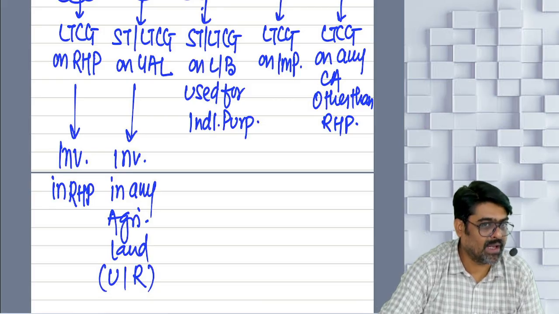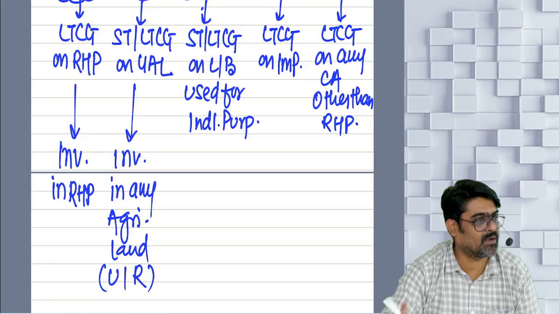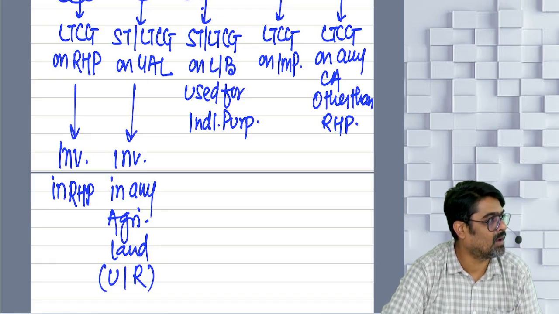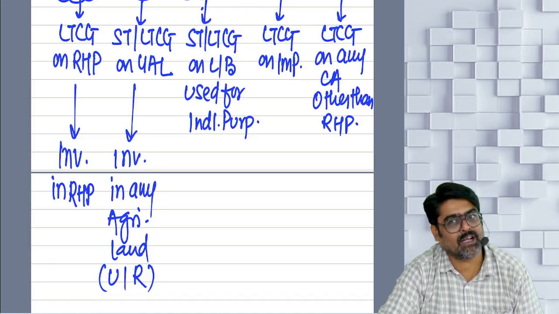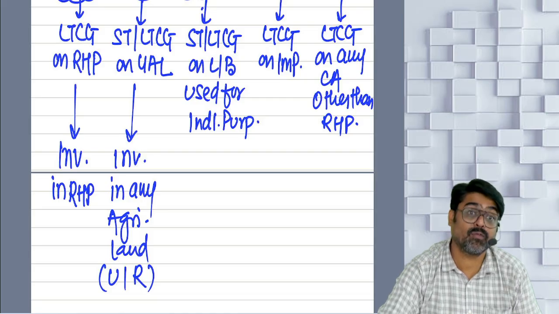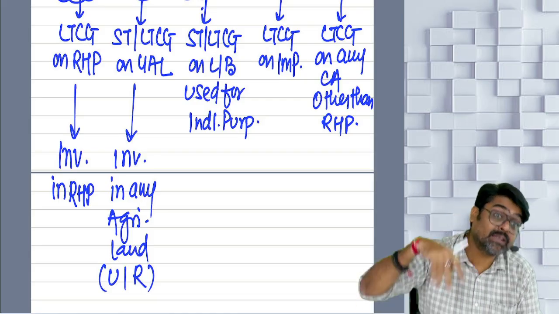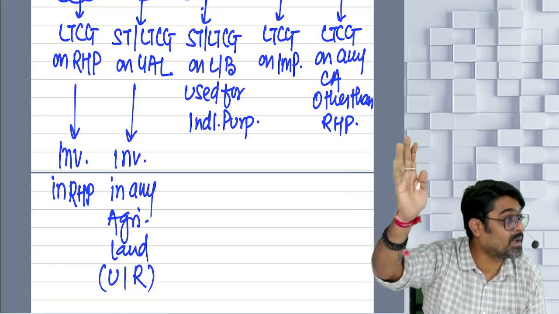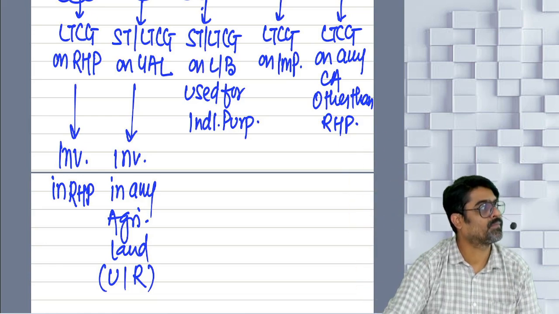By the way, rural agricultural land is not a capital asset. So when you transfer rural agricultural land, no gain will arise. Yes or no? But urban agricultural land is a capital asset, no? If urban agricultural land is transferred, capital gain will arise. Short term or long term, that gain will be exempt if you invest that gain in other agricultural land. That other agricultural land can be urban, it can be rural also.